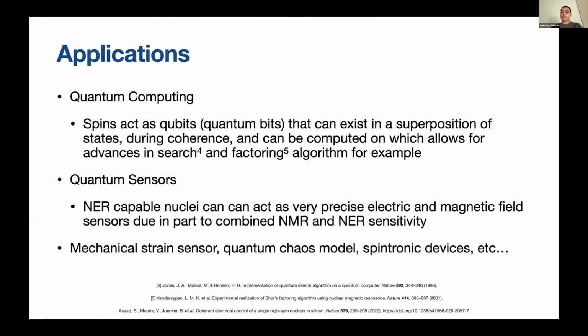So some applications that will ultimately result from this are in quantum computing, of course. Spins can act as qubits, quantum bits essentially, that can exist in a sort of superposition of being up or down during coherence. And they can be computed on, which allows for advances in search and factoring algorithms. So instead of having to search through 100 different results individually, incrementally, you can do searches simultaneously, which cuts down on computation time by orders of magnitude.